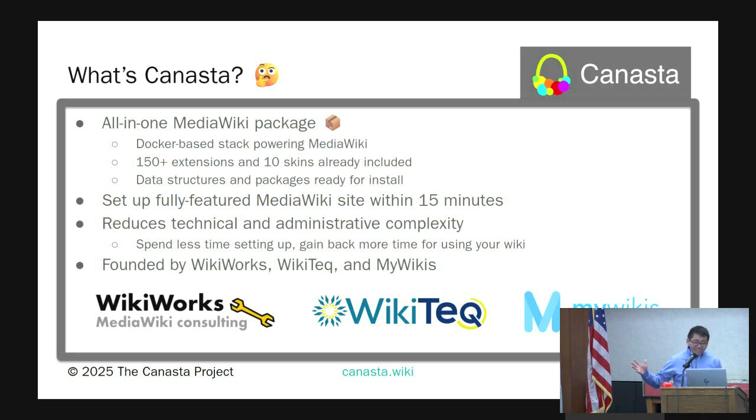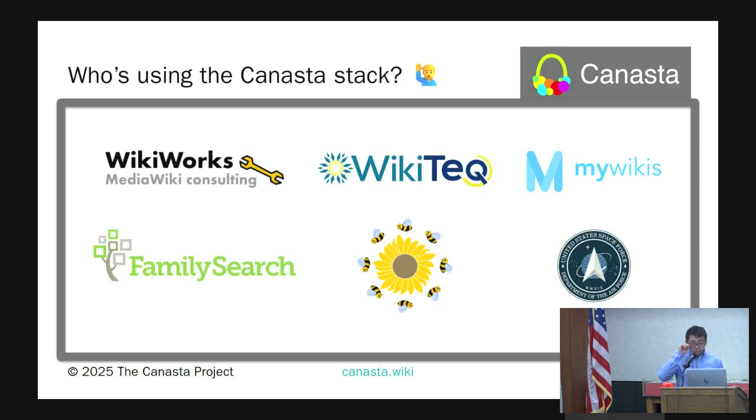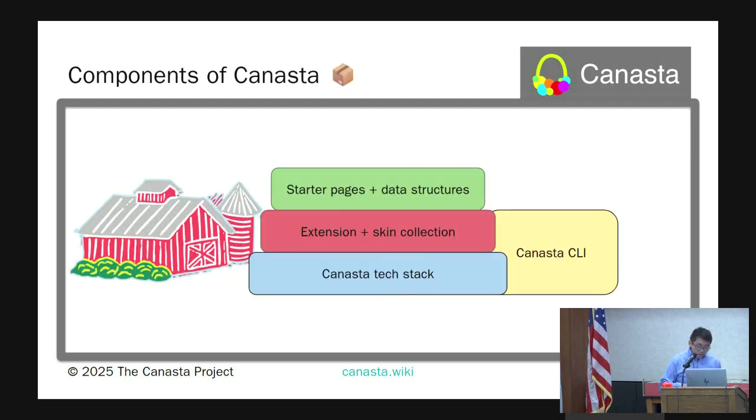The point of Canasta is to reduce the technical administrative complexity. You can bring down your setup time from 5 hours to 15 minutes. This project was co-founded by WikiWorks, WikiTech, and MyWikis. Canasta is used not only by the founders, but also by a variety of large and small organizations. The bee and sunflower logo is Wiki Apiary.